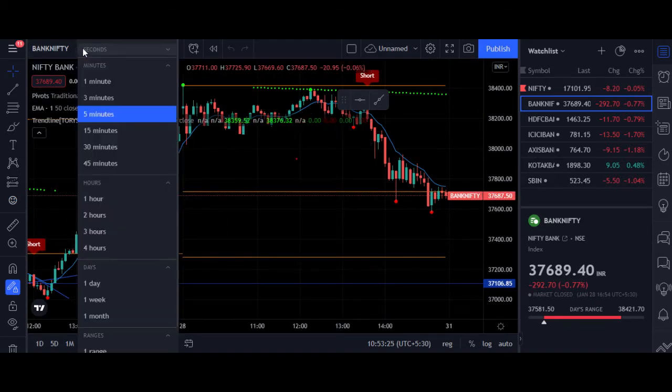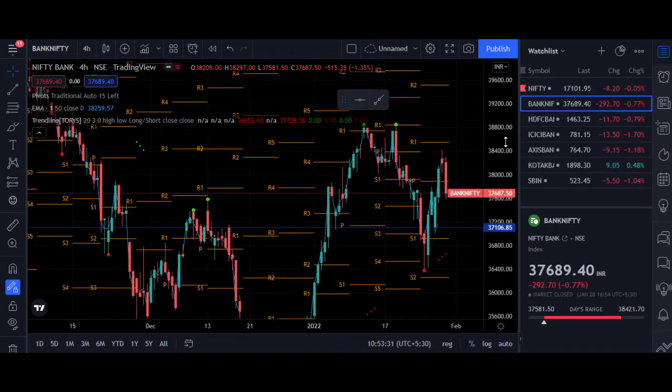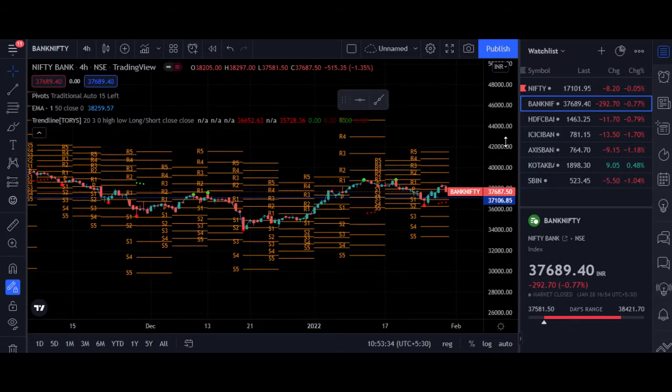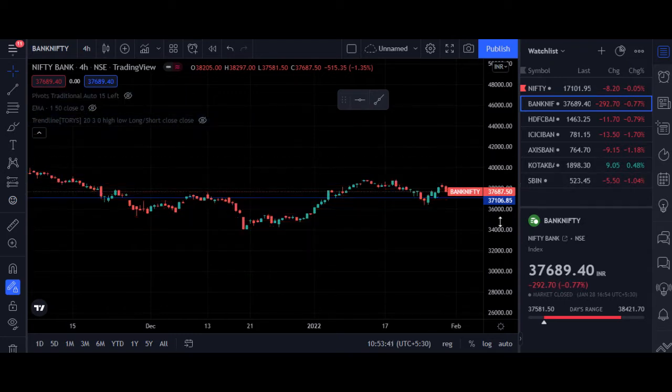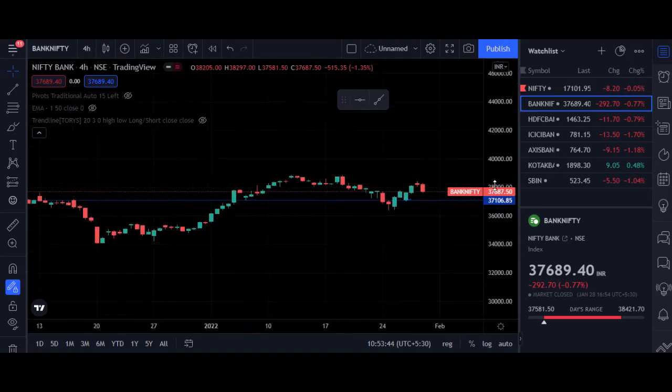Then, if some of you are wondering what support and resistance is, I'll quickly cover the basics. I hope my viewers know what support and resistance is. If not, what do you mean by support? You can see here the market is going up. Then at this point the trend changes, it is reversed.